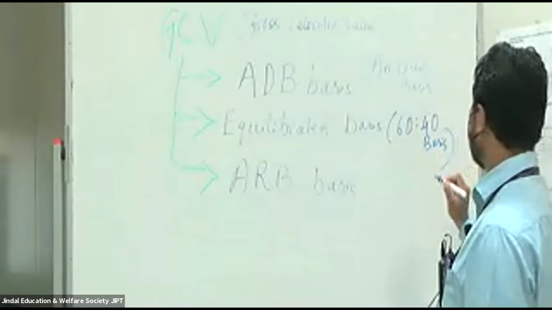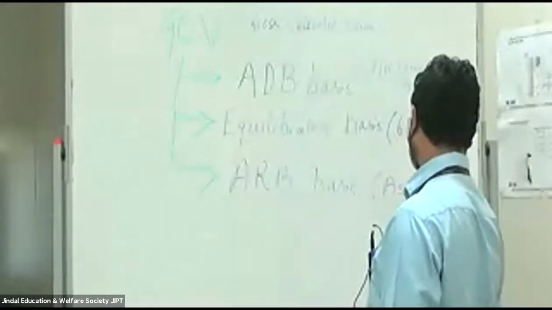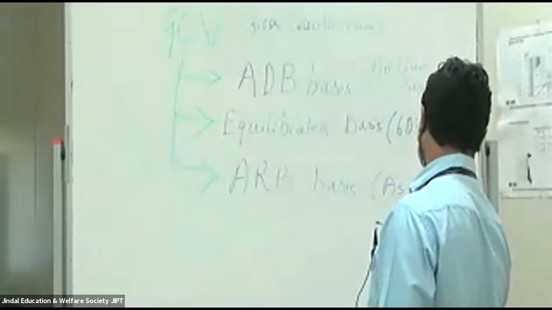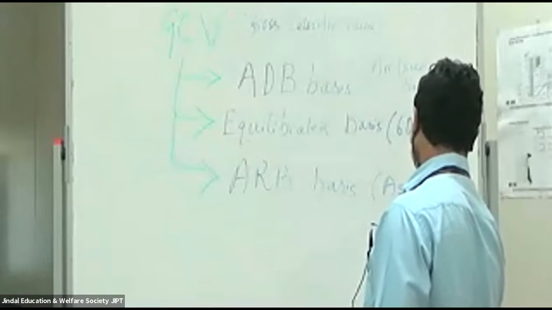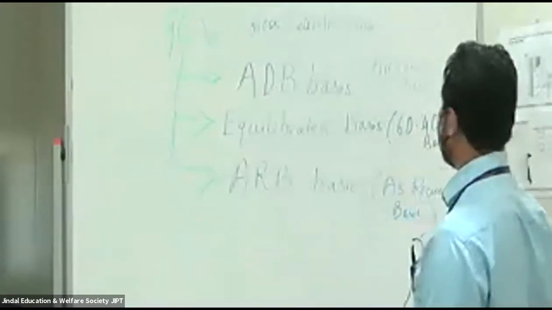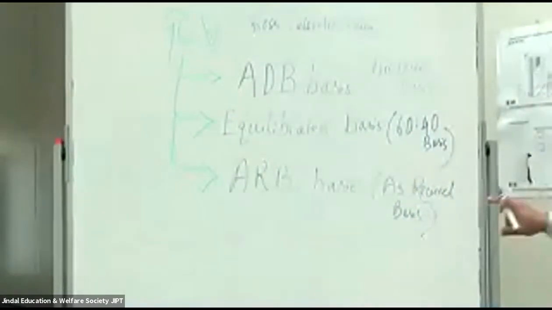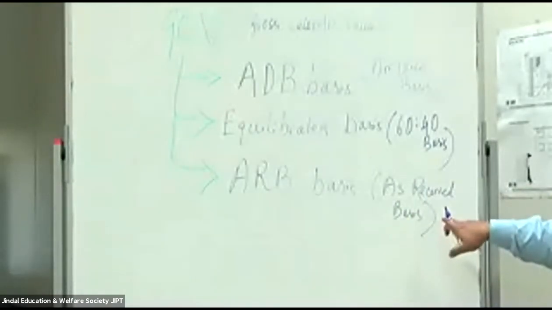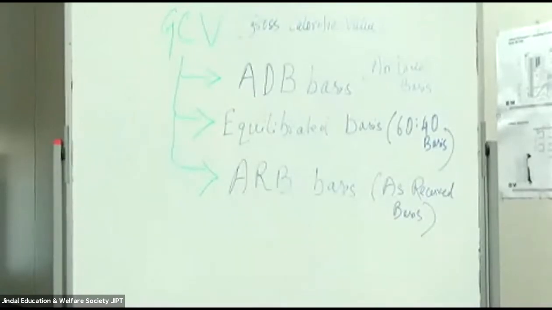Basis, and third is ARV basis. ARV is as received basis. Have they noted down? Just tell them, have they noted down? Yes, sir. Okay.